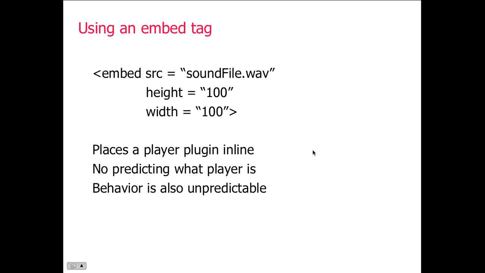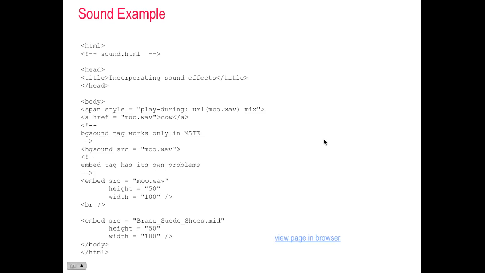No predicting what player is going to be associated with it. Behavior is also unpredictable. The player may not load. The URL might be bad. The player might be busy. The player might be slow. This is extremely slow, by the way, because it's loading something from an external source, bringing it in to your website, and then loading it up. So it makes it run a little bit slower, I should say.